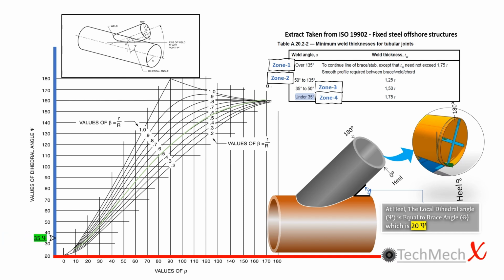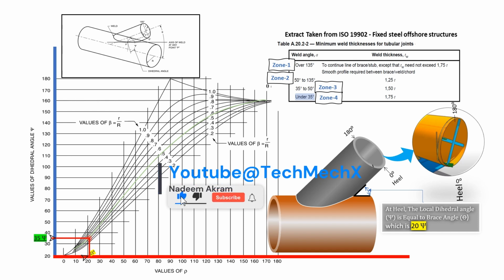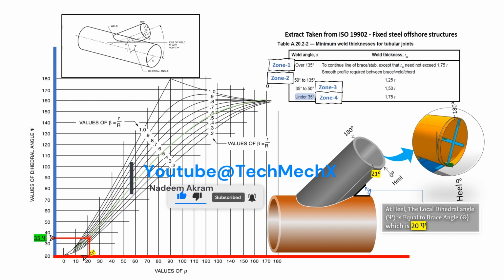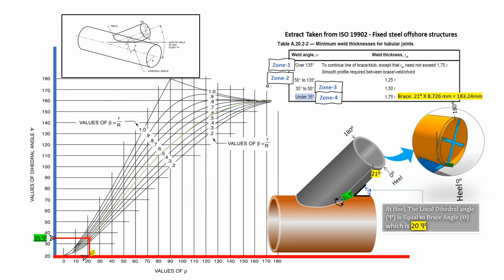Mark the point at 35 and extend the line until it touches the 0.5 factor curve. Then the line is dropped vertically to the base. At this point we have 21 degree parameter divisions on the stub. Multiply the obtained degree by the 1 degree value of 8.726 mm. So up to 183.24 mm on both sides of the heel area will be zone 4, and the weld size shall be 1.75 times the brace thickness.